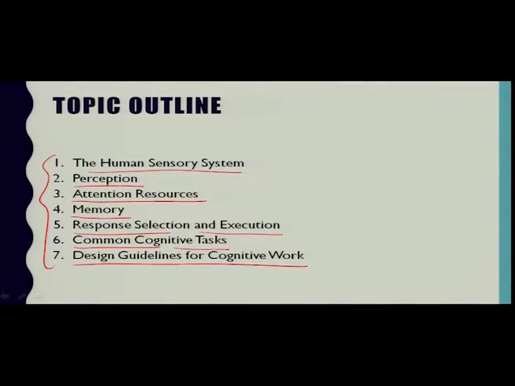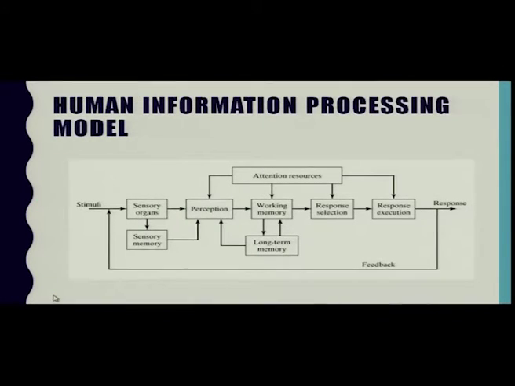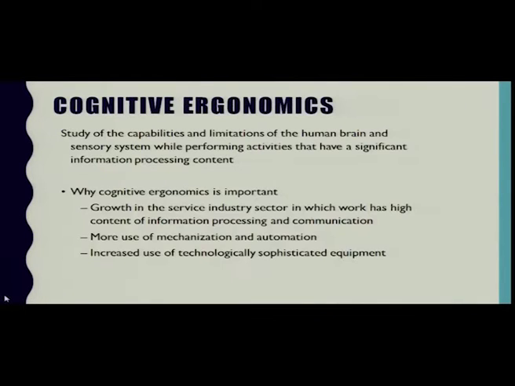And now we need to understand what this particular cognitive is all about. Cognitive ergonomics is the study of the capabilities and limitations of the human brain and sensory systems while performing any activities that have a significant information processing content.